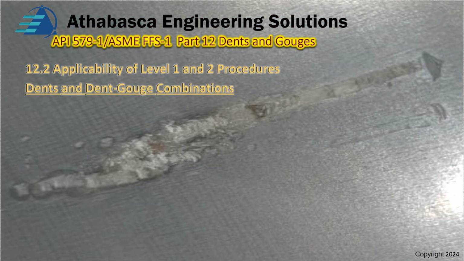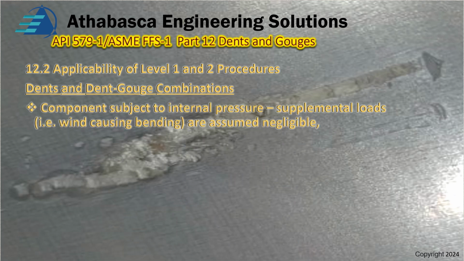More on dents and dent gouge combinations. The analysis must be done for level 1 and 2, assuming that the component is subject to internal pressure only. So anything like a supplemental load, such as wind load, which would cause bending, or any kind of mechanical load, such as weight or bending on a pipe rack, causing the pipe to bend between the supports, is considered negligible, which isn't too bad of an assumption, actually.